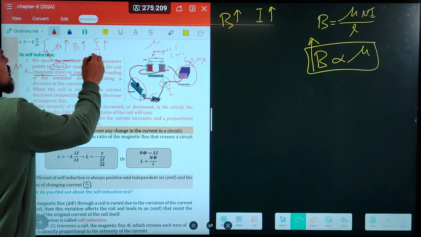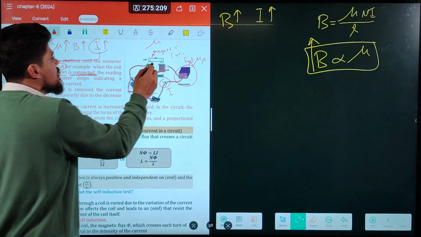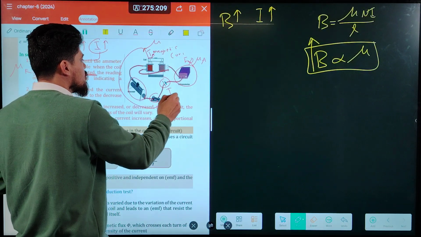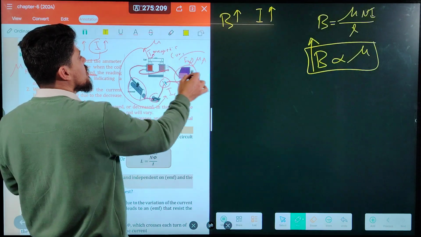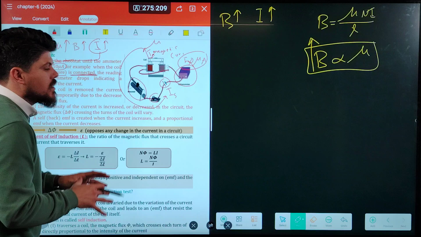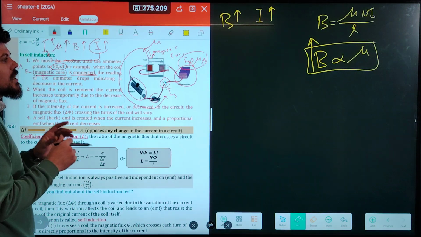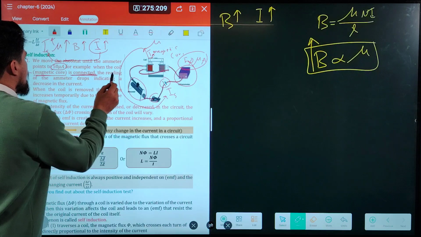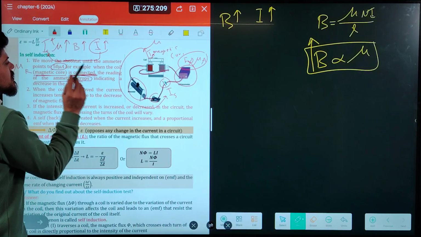Okay, by increasing current, according to Lenz's law, this increasing of the current opposes what? The current of the source. So that is why the reading of the galvanometer drops. By connecting a coil with magnetic core, what happened to the reading of the ammeter? It drops, decreases. The reading of the ammeter drops.